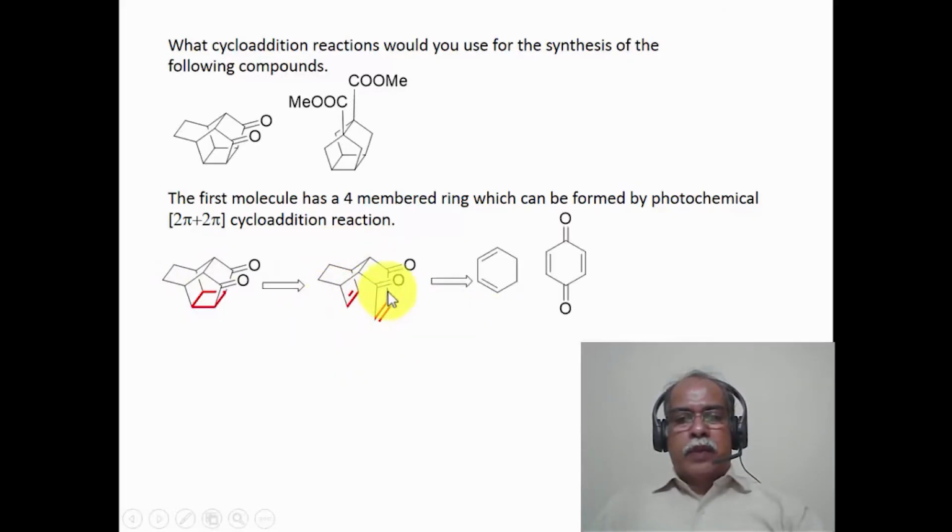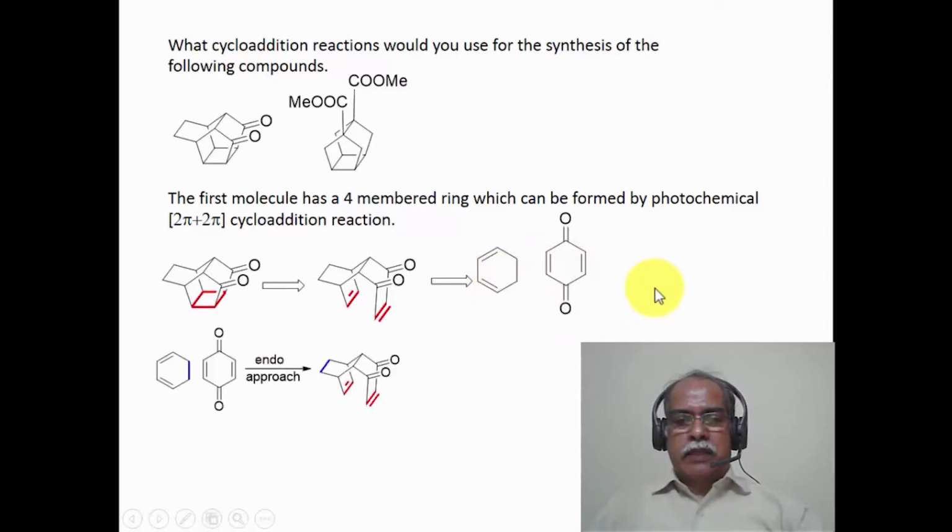Now this is a product which is essentially a Diels-Alder product of cyclohexadiene, a 1,3-diene, and benzoquinone in an endo approach. So you can see here this methylene bridge, the CH2CH2 bridge, is essentially coming from the CH2CH2 of the cyclohexadiene undergoing a Diels-Alder reaction. So this 6 carbon dienone fragment is essentially coming from the benzoquinone moiety as the dienophile. As you know, benzoquinone is a powerful dienophile. It will readily undergo Diels-Alder reaction with cyclohexadiene.